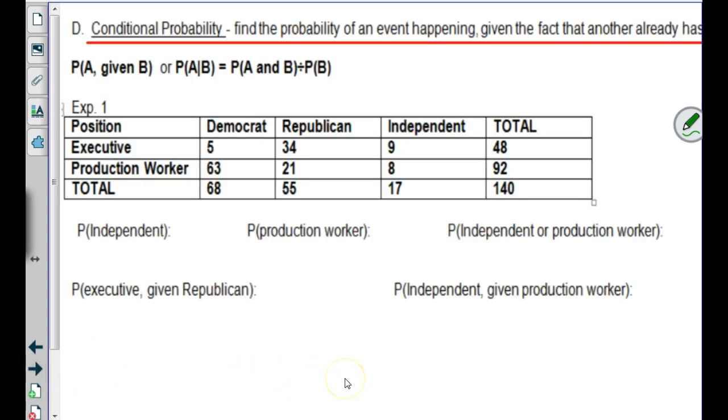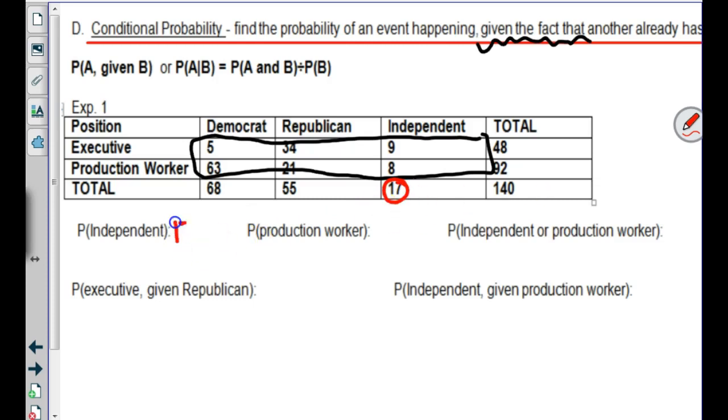All right, so conditional probability, and these are the ones that students struggle the most with when we get to the quiz on this. Conditional probability says find the probability of an event happening given the fact that another event has already happened. So the first one just says probability that you choose an independent person. So we have Democrats, Republicans, Independents. We have executives, production workers, and then a bunch of totals. So here's the initial data. And then we got a bunch of totals out here. So what is the chance we pick somebody who's independent?